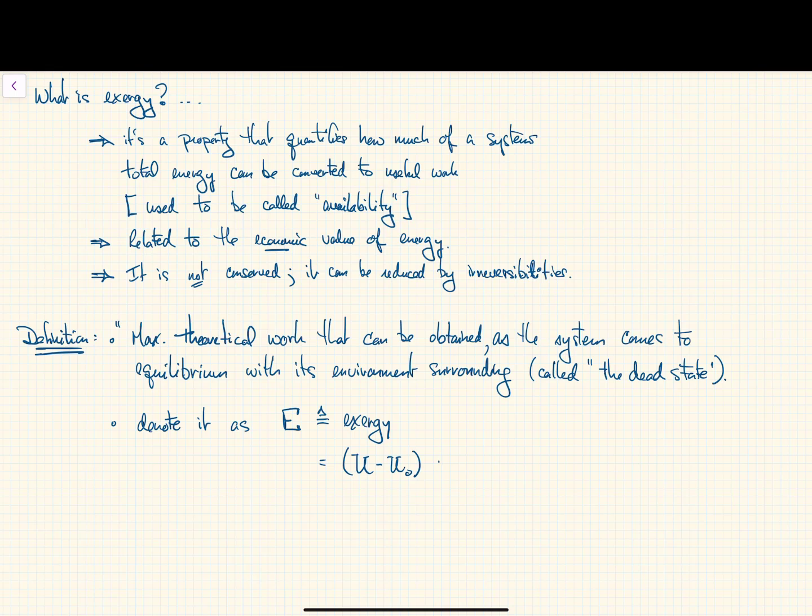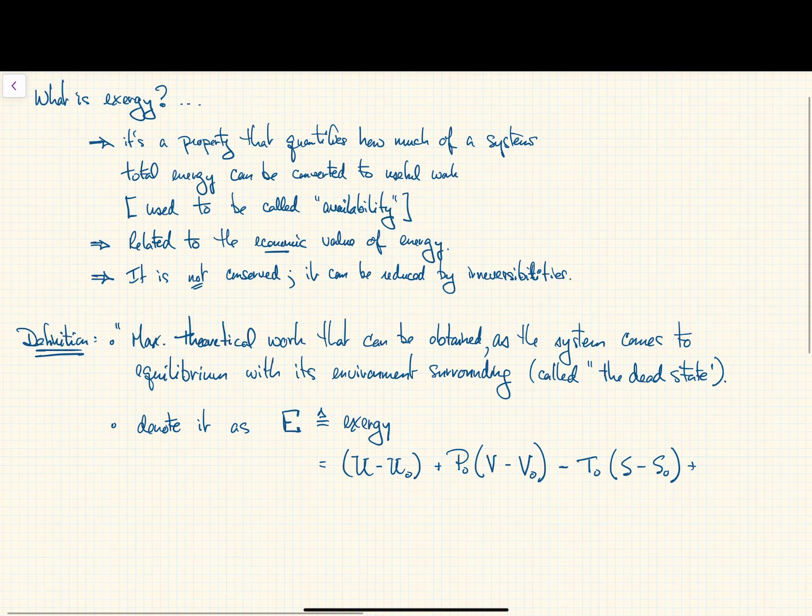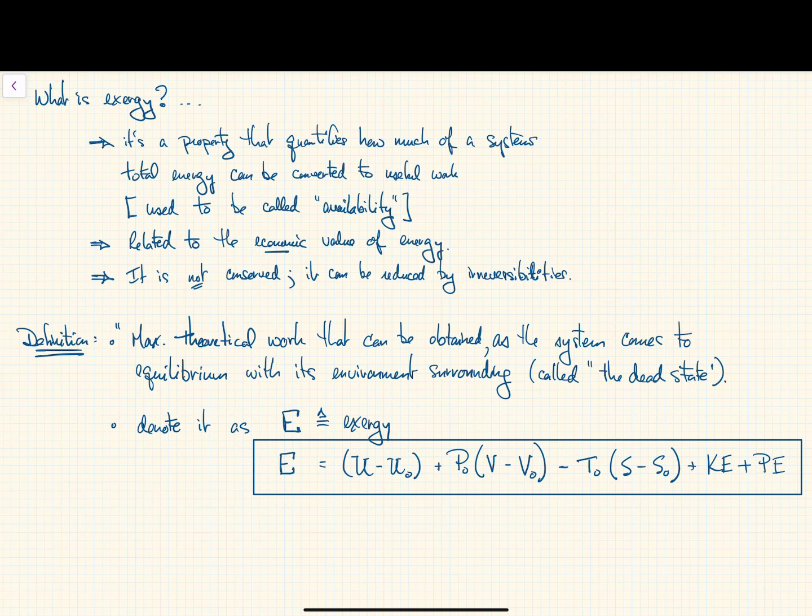It's the change in internal or thermal energy between the state the system is in now and the state of the system if it were at the surrounding environment's condition, the dead state's condition, plus P naught, of the dead state, times the difference between the total volume of the system minus that of the system if it were at the environment state, minus the temperature of the dead state, T naught, times the entropy of our system minus its entropy if it were at the dead state, plus the kinetic energy of the system plus the potential energy of the system.